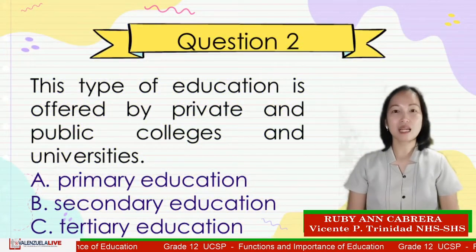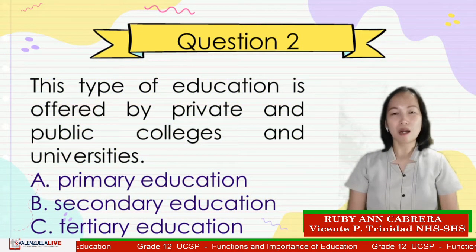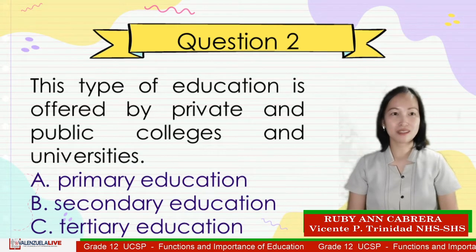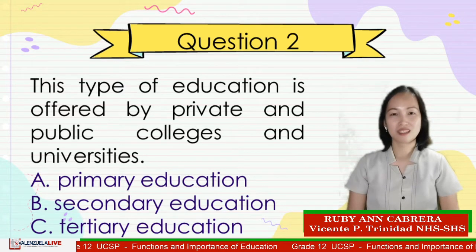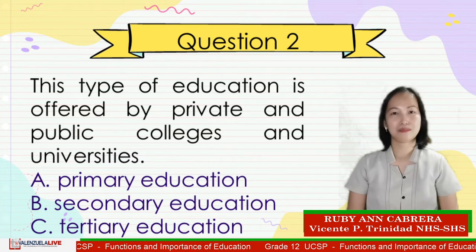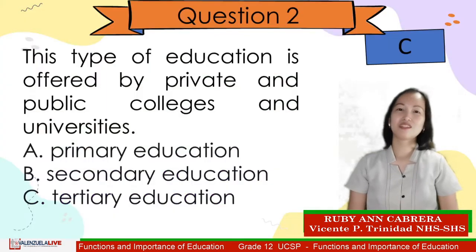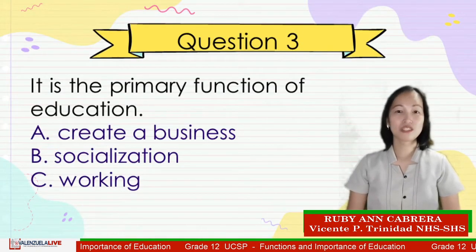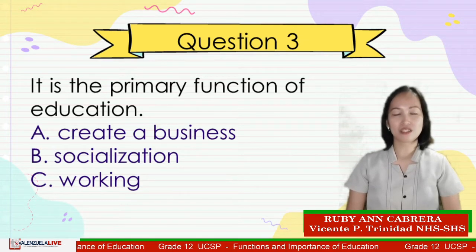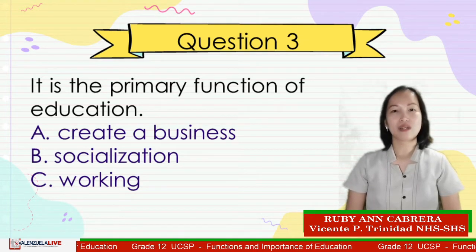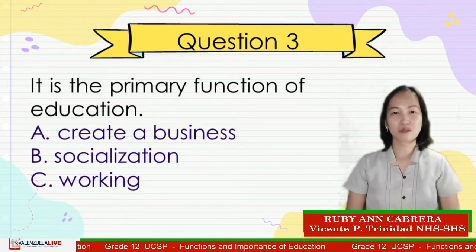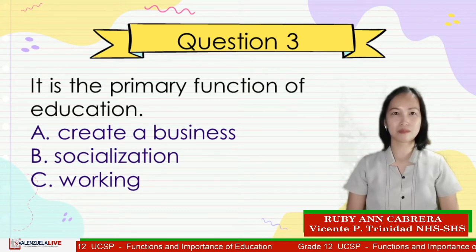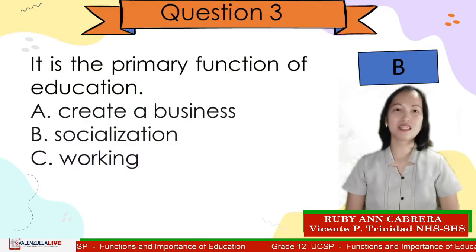Question 2. This type of education is offered by private and public colleges and universities. A. Primary education. B. Secondary education. C. Tertiary education. The correct answer is letter C. Question 3. It is the primary function of education. A. Create a business. B. Socialization. Or C. Working. The correct answer is letter B.